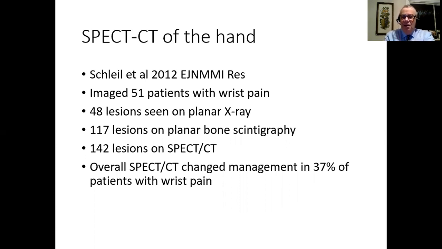So this was a German paper. They looked at 51 patients with wrist pain. 48 lesions were seen in planar X-ray, 117 with just bone scans, 142 with SPECT-CT. And again, you're getting this number of around about 40% of patients where it changed patient management.